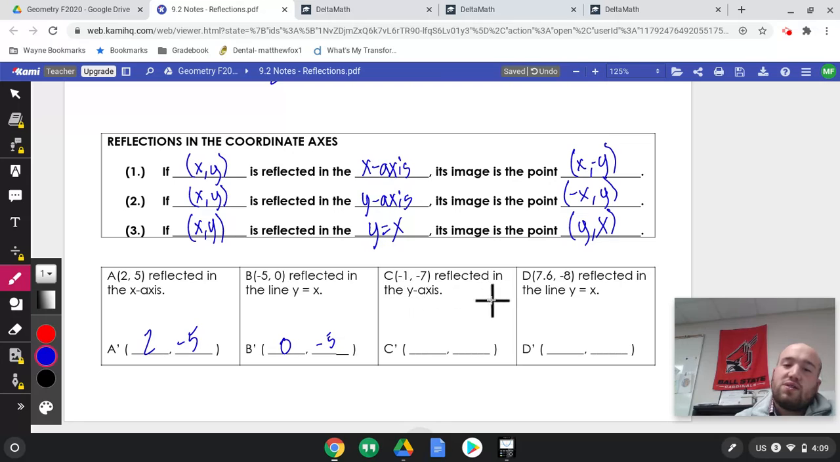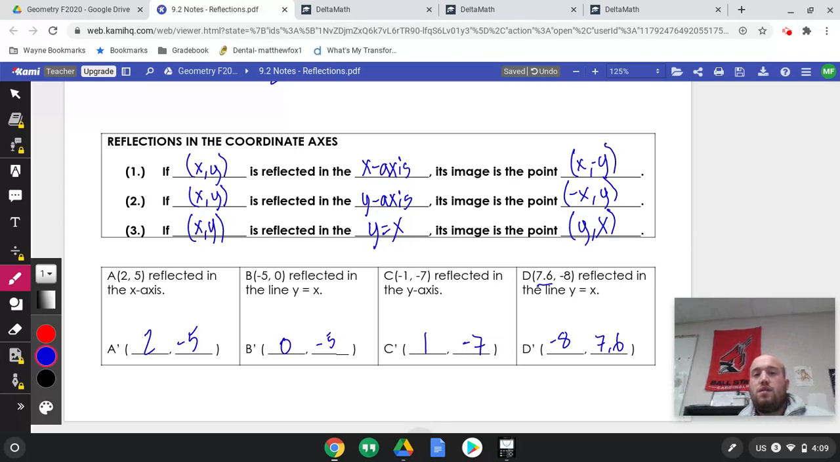Negative 1, negative 7 is reflected in the y-axis. So y-axis here, we got to change the x value. So we'll get 1, negative 7. Now this final one, the only difference here is we have a decimal. It's the same thing though, reflected in the line y equals x. So we switch these and we get negative 8, 7.6. Okay, so we're just about done.